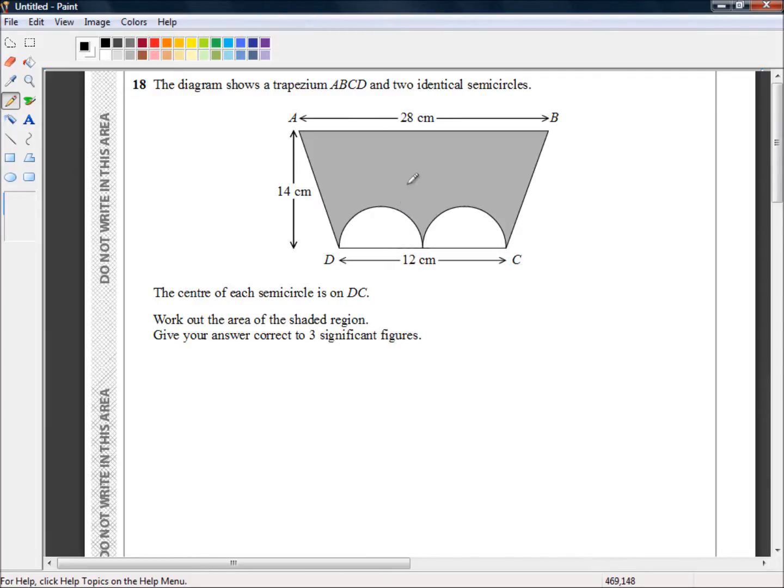Okay, so looking at this question, the first thing we know is that this is a trapezium. And being a trapezium, we know the area of the trapezium is this length plus this length, and the total is divided by 2 and then multiplied by the height. So I'm actually going to type this in.